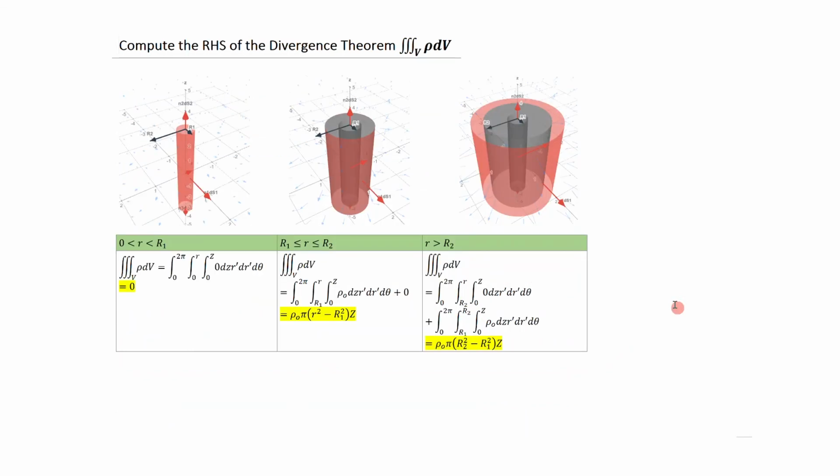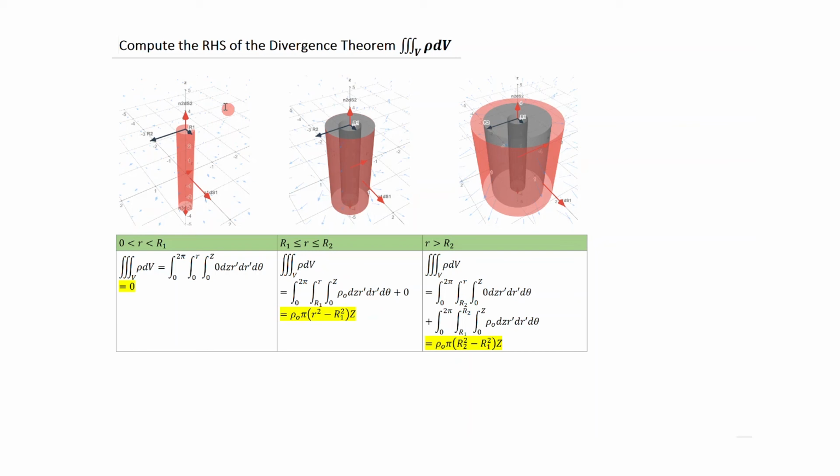All right, so now we can go ahead and compute the right-hand side of the divergence theorem, which means we're integrating the charge enclosed within the volume, which is constrained by the Gaussian surface. And so originally the problem is that of a cylindrical shell of a certain thickness, with an inner radius r1 and outer radius r2.